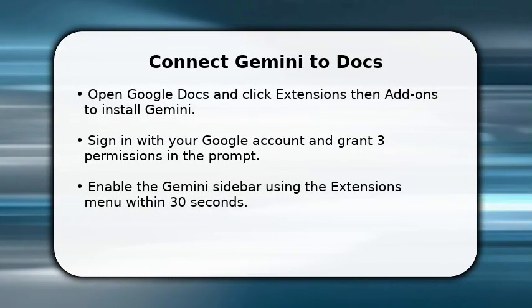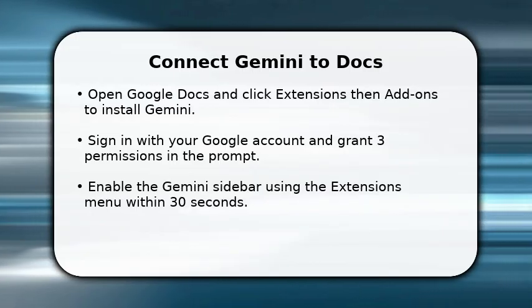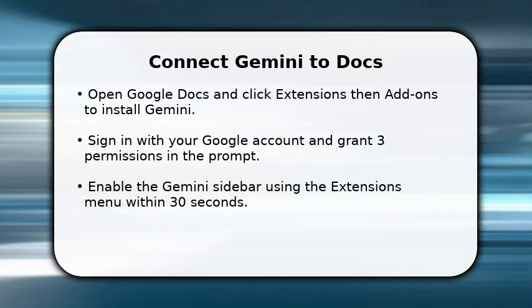Open Google Docs and start with a blank document or your existing file. Click Extensions and then Add-ons to find Gemini in the store. Select Gemini and click Install to add the integration. Sign in with your Google account and grant 3 permissions when prompted.